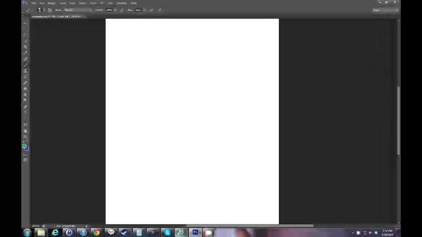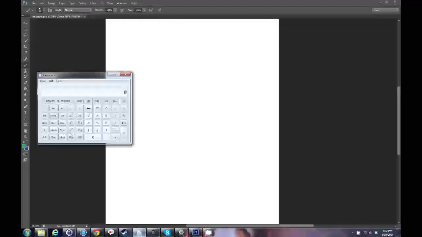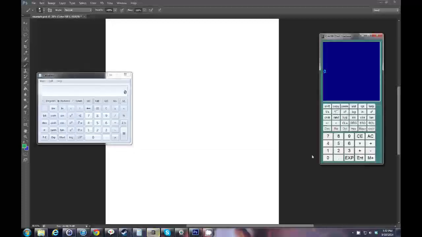I'm going to talk to you about the difference between a regular calculator on the left and an RPN calculator on the right. RPN stands for reverse Polish notation. It's sometimes also called postfix. It operates on a stack principle, and the stack uses LIFO, which stands for last in, first out, which is the same as FILO, first in, last out.